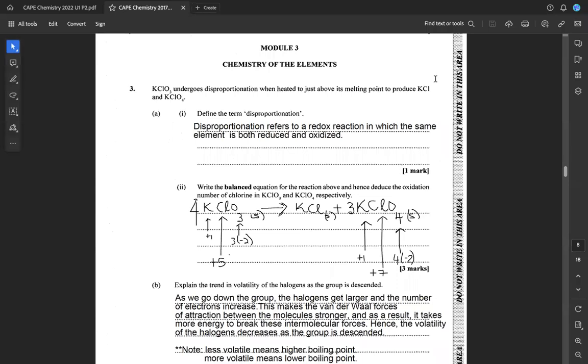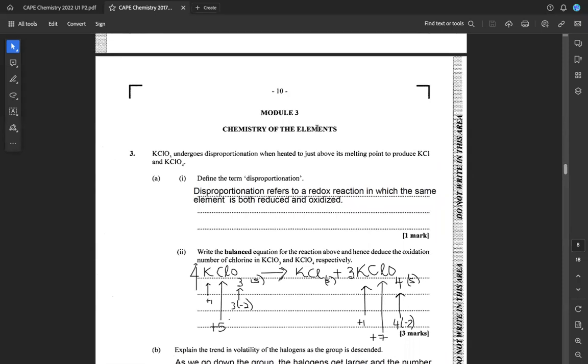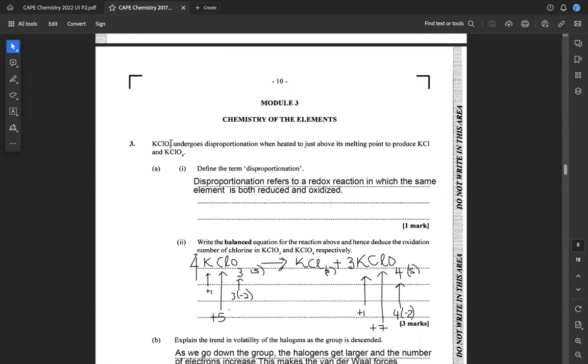Okay, everyone. So we are going to look at question 3, which is a module 3 question from the June 2017 paper, right? So this question reads as follows. They're telling us that KClO3 undergoes disproportionation when heated to just above its melting point to produce KCl and KClO4. And they're asking us to define the term disproportionation.